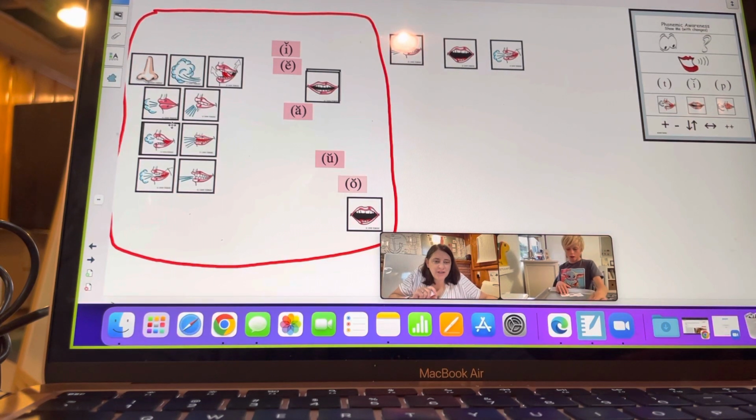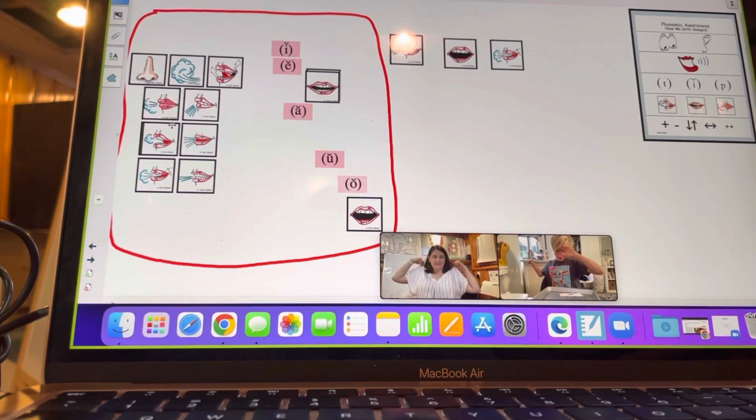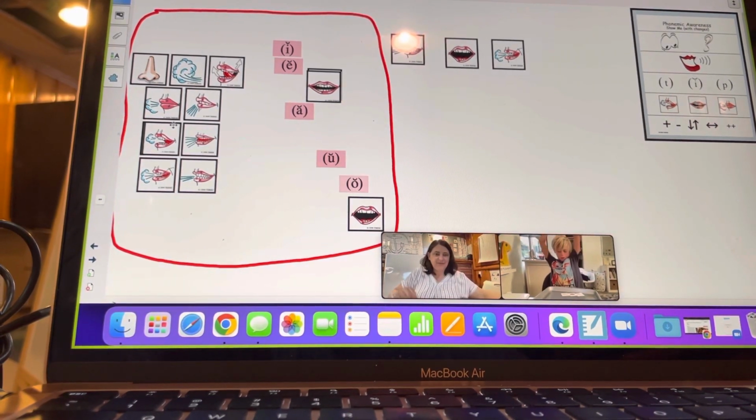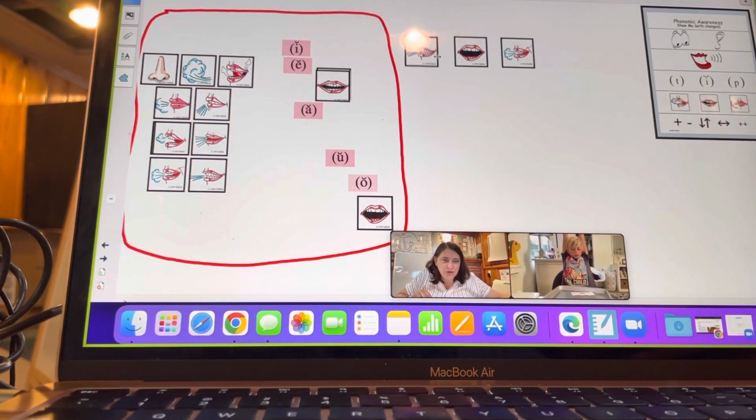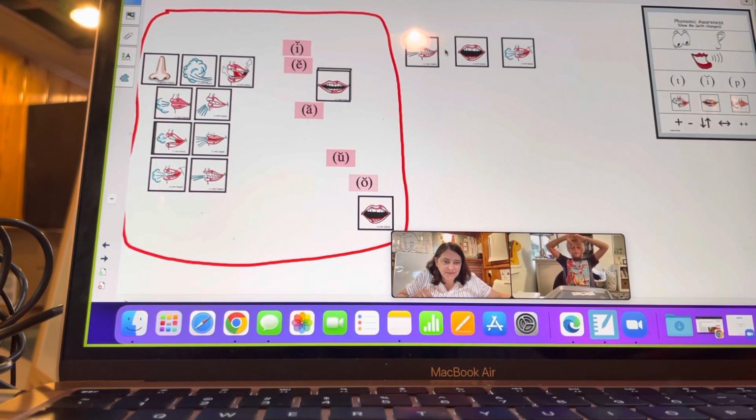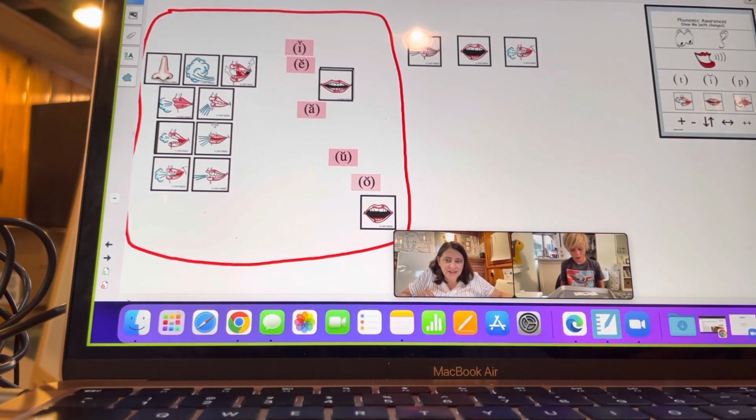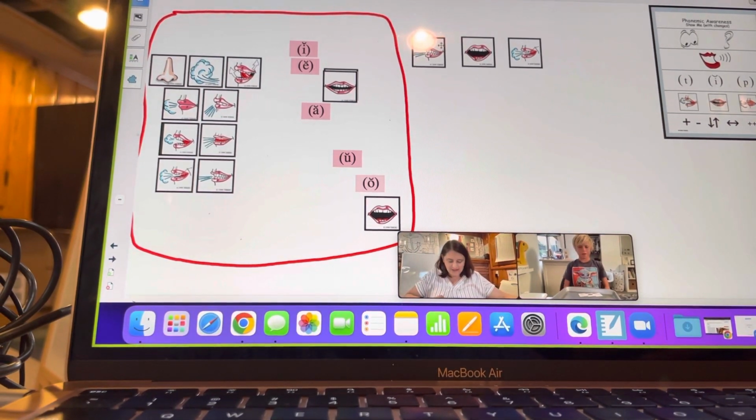So what did you have to change to go from stock to sock? What did you remove? What'd you take away? What did I call you? A tongue tapper. You took a tongue tapper. Right. You took the tongue tapper out of the medial position, huh? So now we have sock.